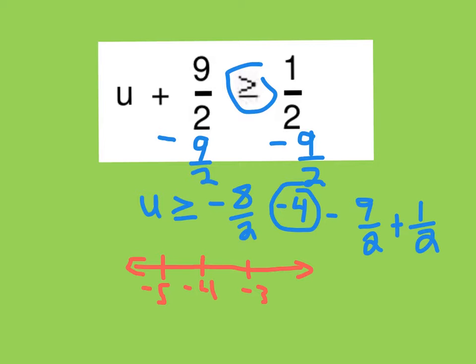Change our color one last time. I want the numbers bigger than negative 4. So I need to have my circle here, and it needs to be filled because it includes that negative 4, and then everything else that is bigger.